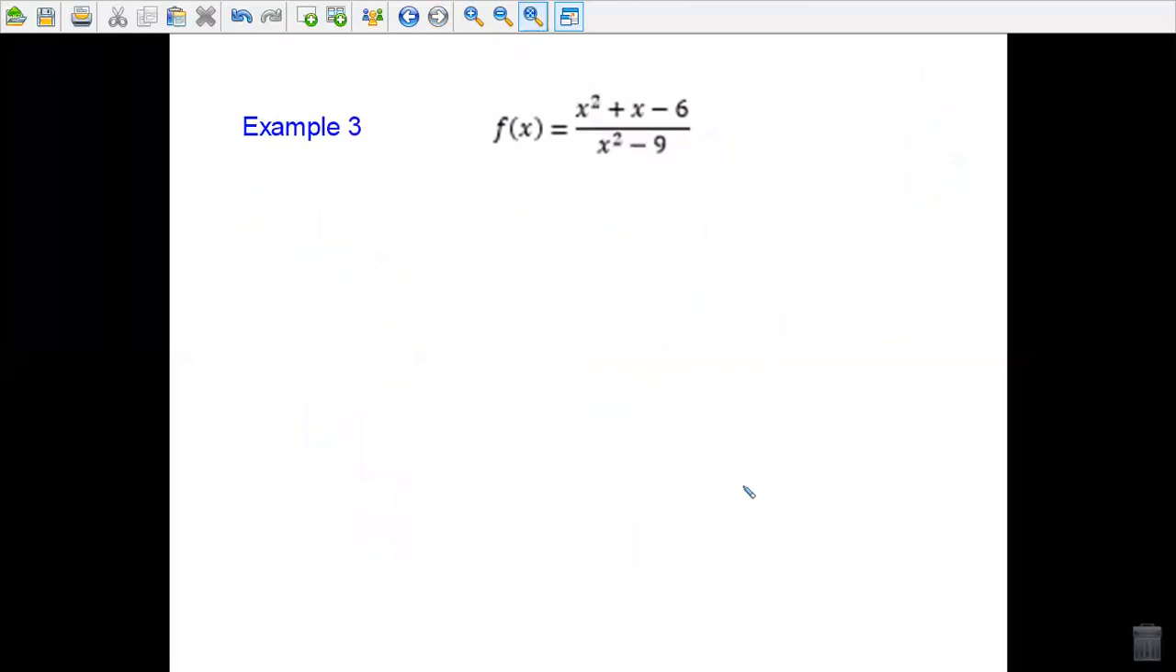All right, for our last example, the first thing we're going to do is factor, because we want to see if anything cancels, and it's important that you cancel first, and you'll see why in just a second. So for this one, up top, I have a plain Jane trinomial, so I want to find numbers that multiply to a -6, but add to a +1.